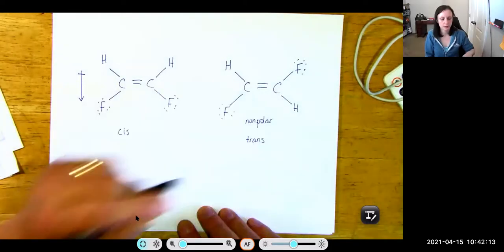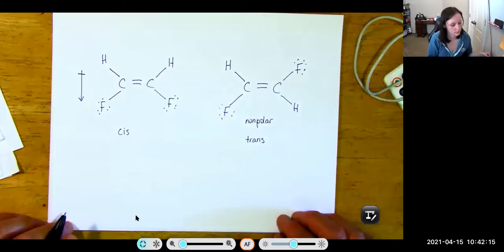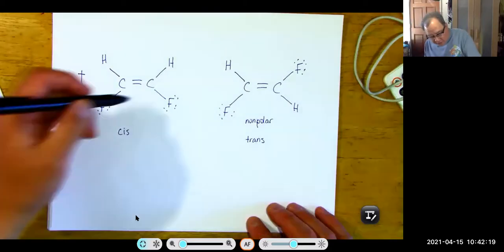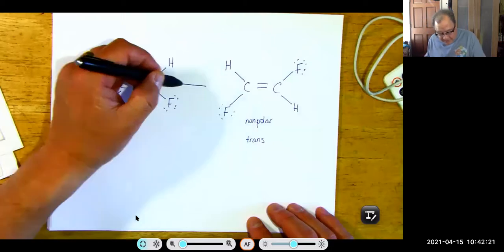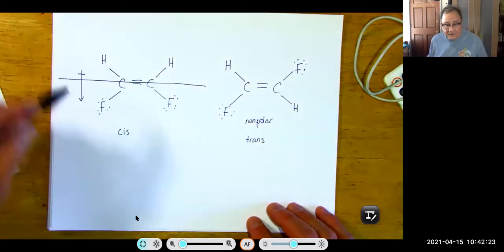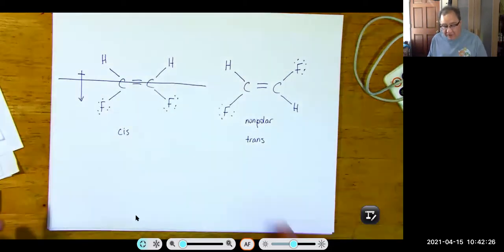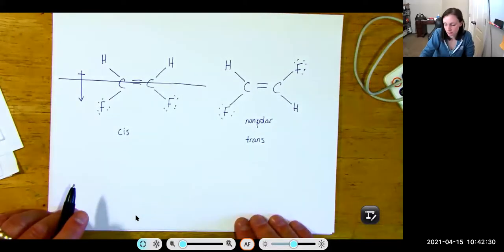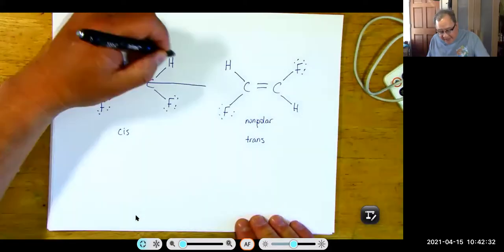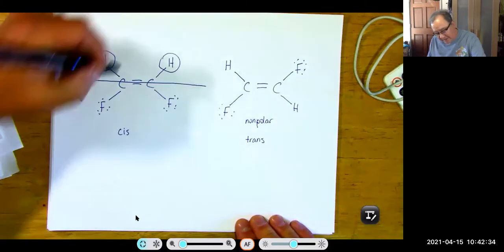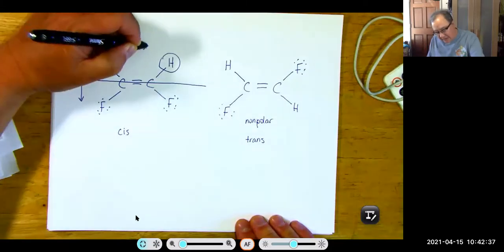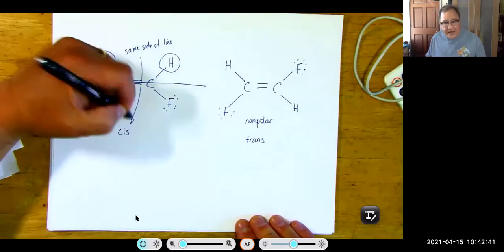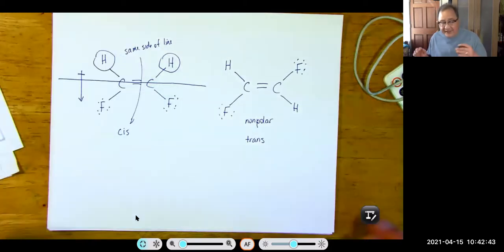I was wondering about that in the book. It didn't really explain. To decide whether you have cis or trans, you draw a line through the molecule that is parallel to the double bond. Do you see how I've drawn a line through the molecule parallel to the double bond? Yeah. If the two hydrogens are on the same side of the line, then it's cis. And that's the way I remember it. Cis, same side.